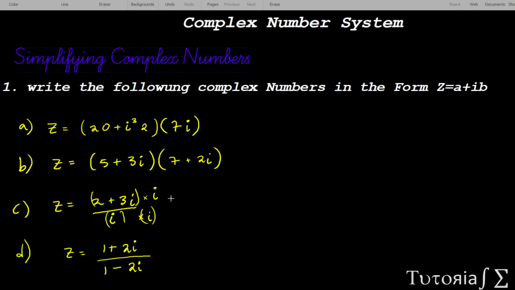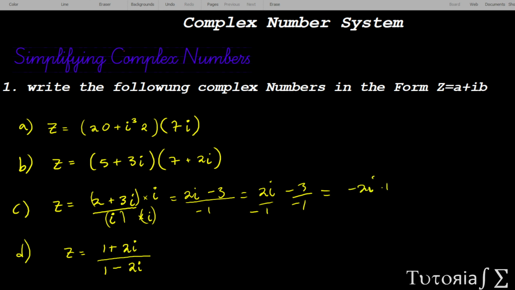So this is i times that, which will give you 2i. i times 3i will give you negative 3, because we know that i squared is negative 1. Then i times i will give you negative 1. Then you simplify this as 2i over negative 1 minus 3 over negative 1. This is applying to both this and that. So this simplifies to, so this is negative 1. That simplifies to negative 2i.